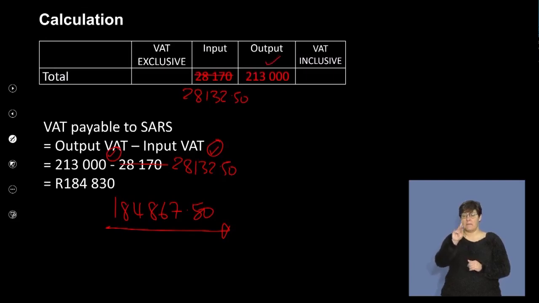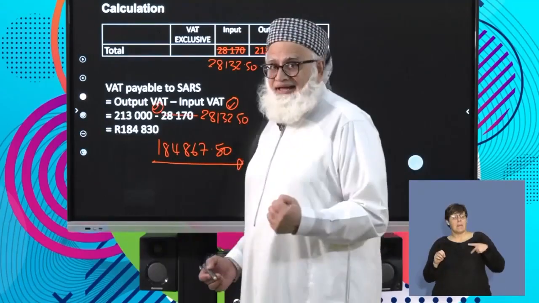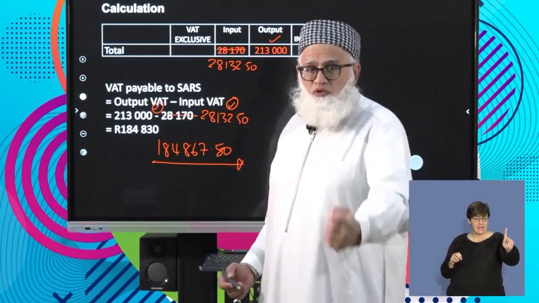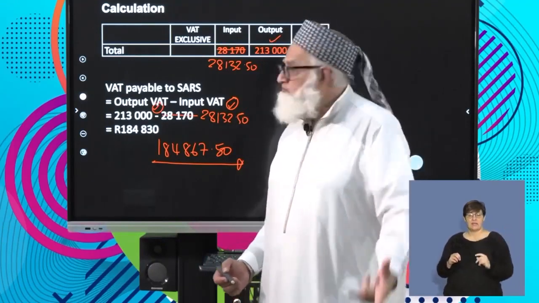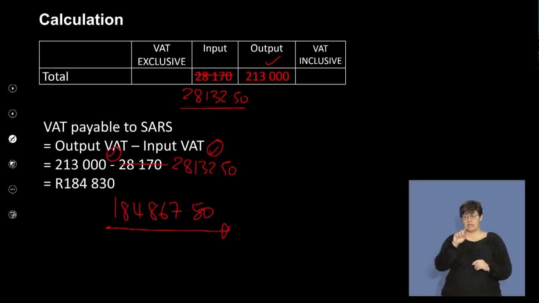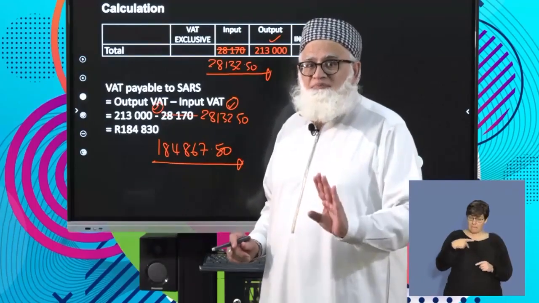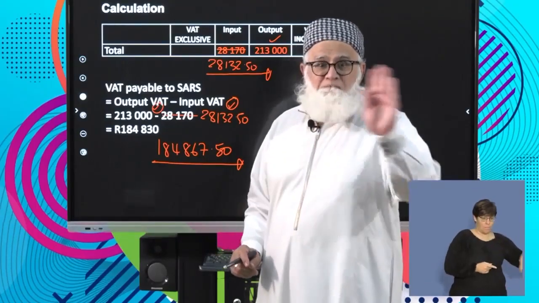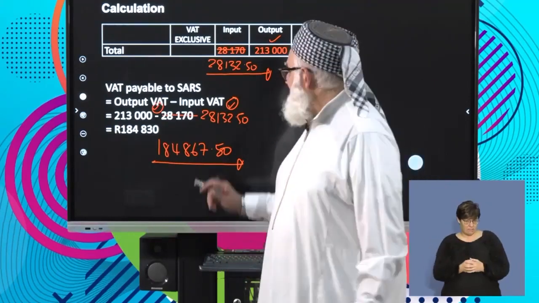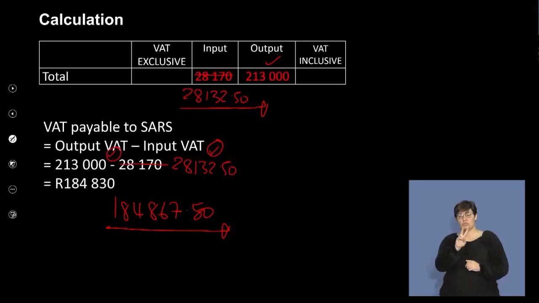Okay, so now, this means that you have collected on behalf of SARS a total amount of 213,000. You can claim back from SARS the amount that you have paid, the input VAT of 28,132 Rand and 50 cents. Now you contrast the one against the other in order to determine the final amount payable to SARS.